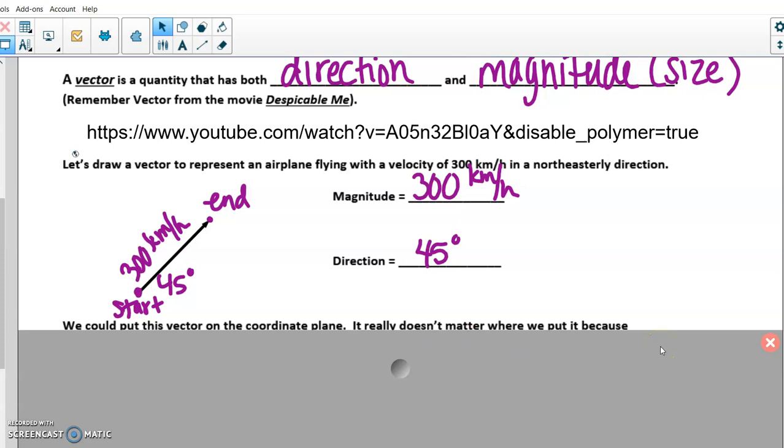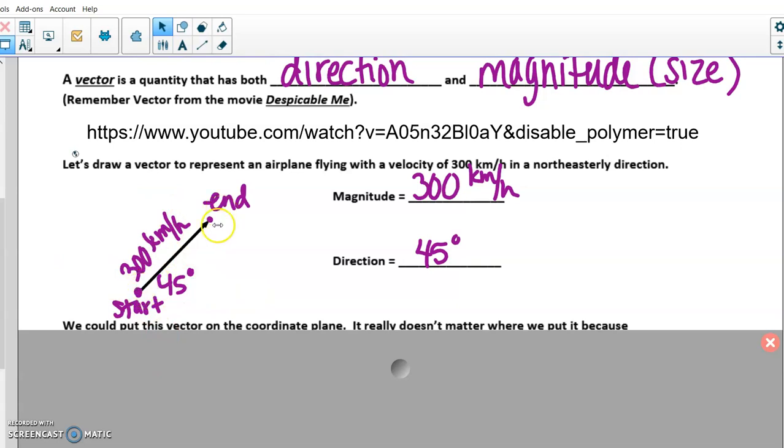It says, let's draw a vector to represent an airplane flying with a velocity of 300 kilometers per hour in a northeasterly direction. So the speed is our magnitude, the size of it, it's 300 kilometers per hour. The direction I'm saying is 45 degrees, and here's why. If you're going completely north, going up and down, that'd be 90 degrees, straight up. If you were going completely east, that would be at 0 degrees, because you'd be going side to side, essentially. So we're going northeast, so that's halfway in between 0 and 90, which is where the direction of 45 degrees came in. So just think of this as a coordinate grid here.